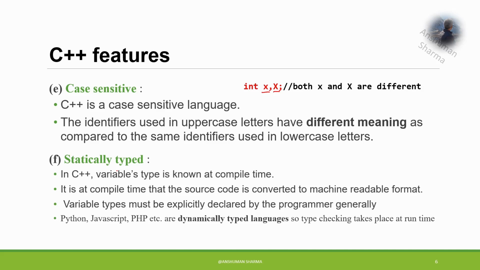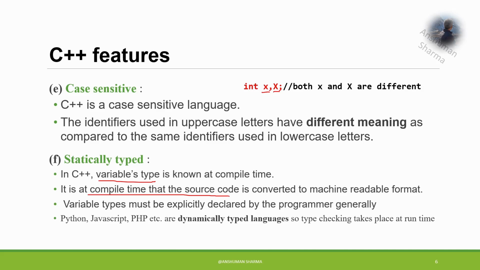Now, what this particular feature says is that in C++, whenever you declare a variable, its type, that is the data type of the variable, should be known at compile time. That is, when you write a program, you have to tell what data type that particular variable will be. It is at compile time that the source code is converted to machine code readable format.